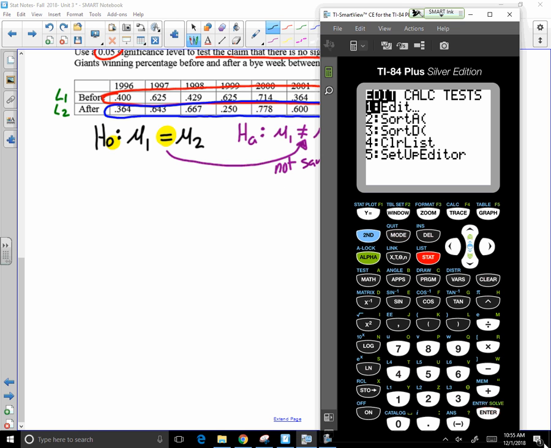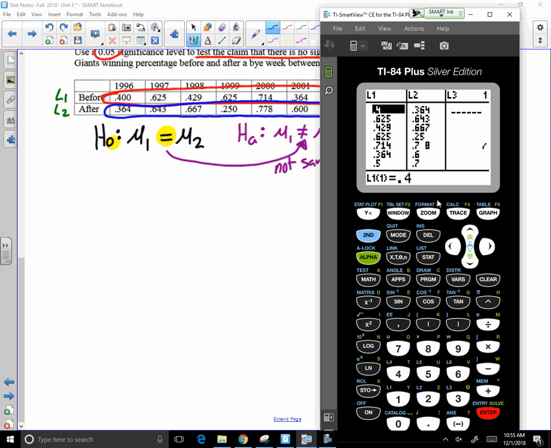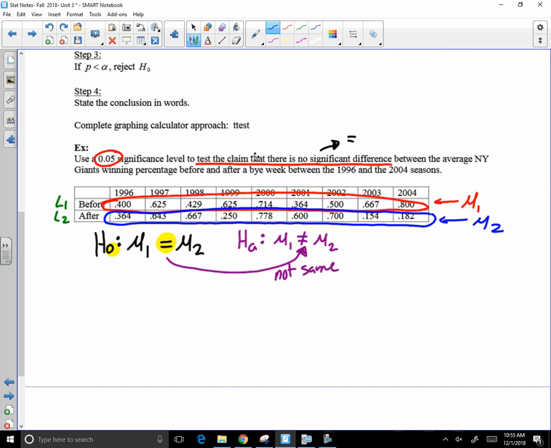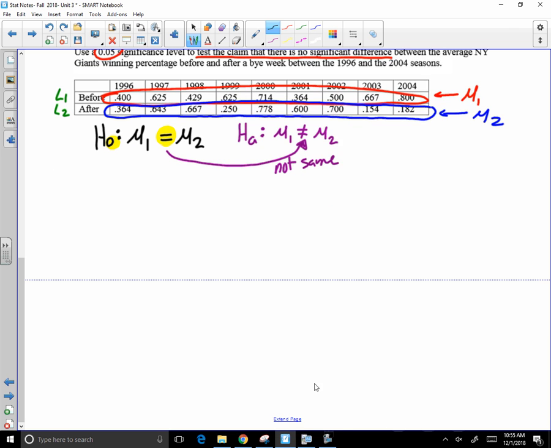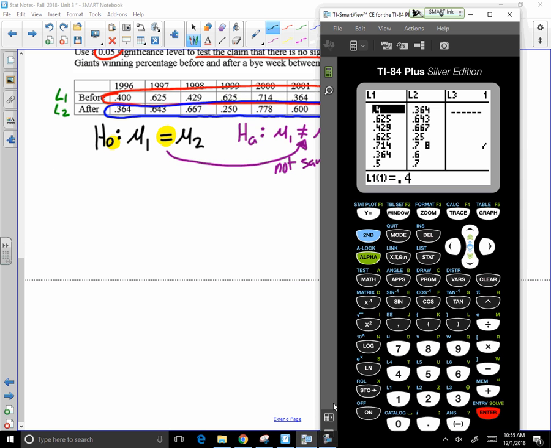That's the moral here. So in my stat editor, somehow I have to take these 2 lists and make them into a single list. All right, so how do I do that? Well, test the claim that there is no significant difference between, doesn't matter what it is, difference, okay? That seems like a keyword.